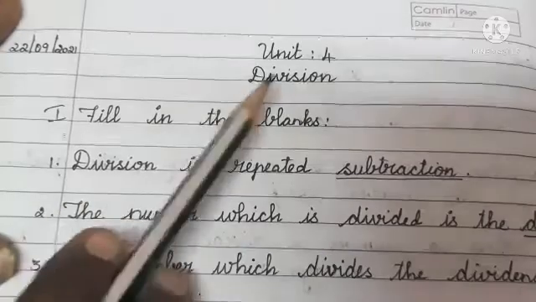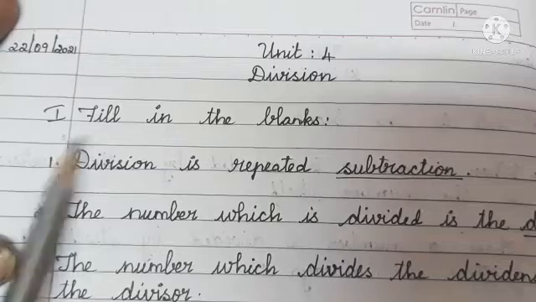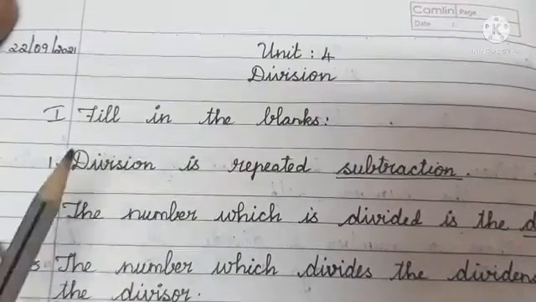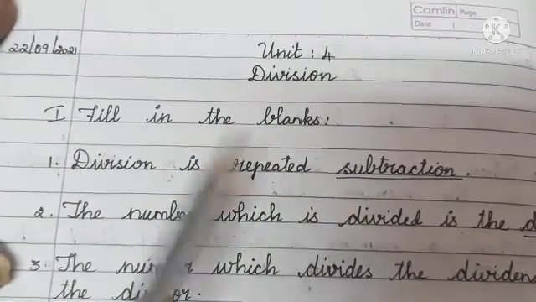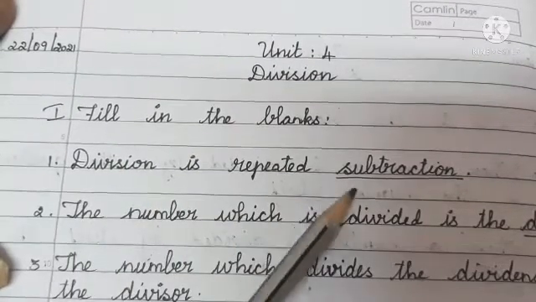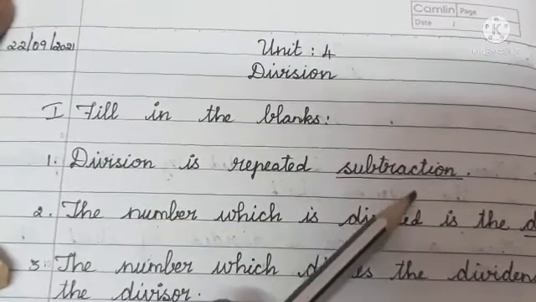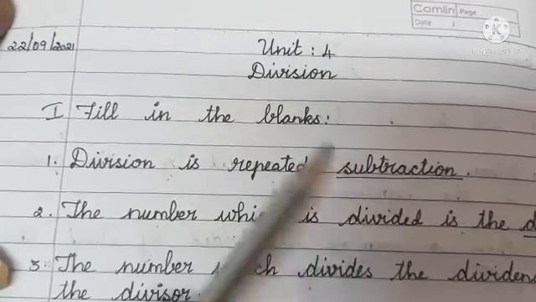So children, unit 4 is division. First we are going to see Roman number 1, fill in the blanks. The first question: division is repeated subtraction. What's the spelling of subtraction? S-U-B-T-R-A-C-T-I-O-N, subtraction.